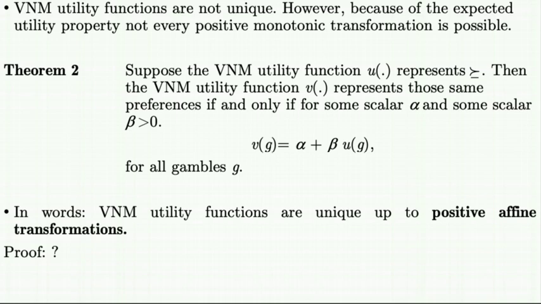Now you already know that the von Neumann-Morgenstern utility function is actually the expected utility. Although you have seen 6 axioms previously, be careful: note that von Neumann-Morgenstern utility functions or expected utility are actually not unique. That means we can have an infinite number of preferences that can be represented using the same von Neumann utility function. And because of the expected utility property, we cannot have positive monotonic transformation all the time. We can still have it, but not all the time.